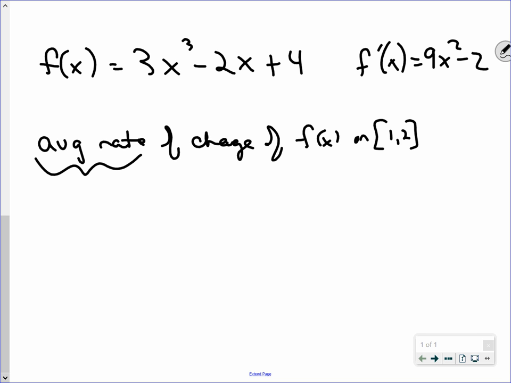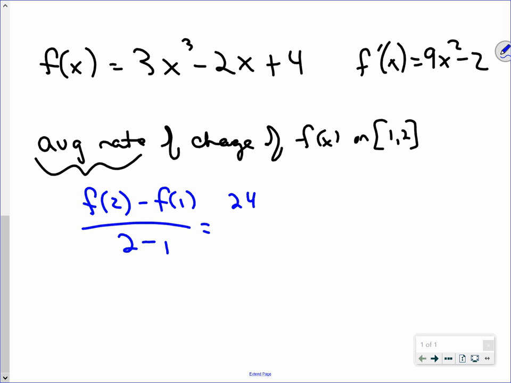Your best bet on this notation is to stick with your function notation and tell me what you're doing. f(2) minus f(1) over 2 minus 1, my x values. Okay? Show as much or as little work after that as you need to. And the average rate of change is 19. Okay? That's the average rate of change.